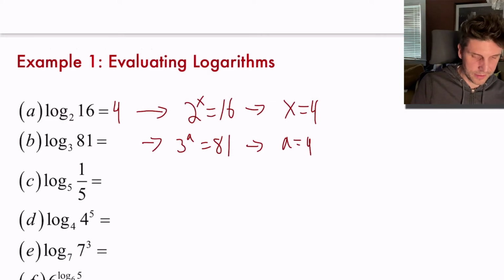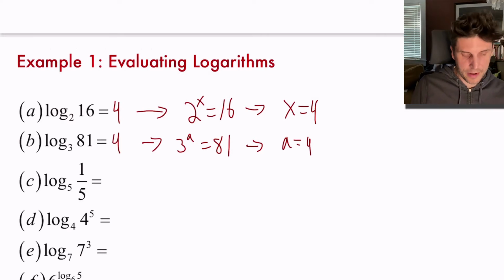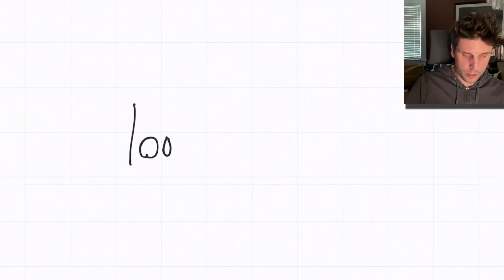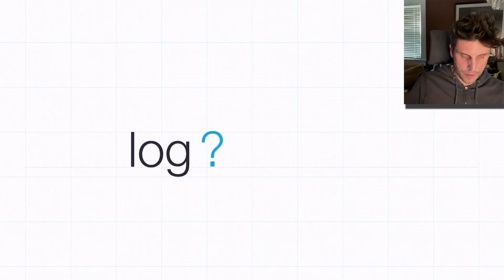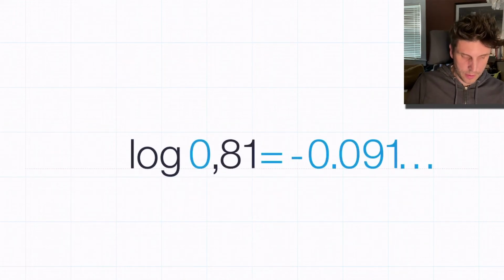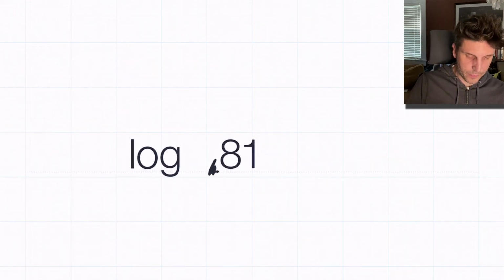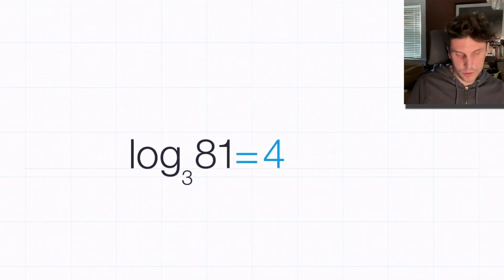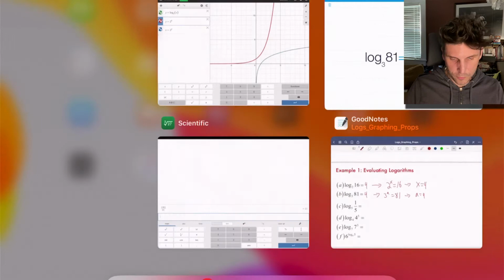Once again, 4. I do have a calculator here that will allow me to change the base. This handwriting one. So let's go log base 3 of 81. It's going to give me a hard time. There we go. You can see log base 3 of 81 equals 4, as we discovered.